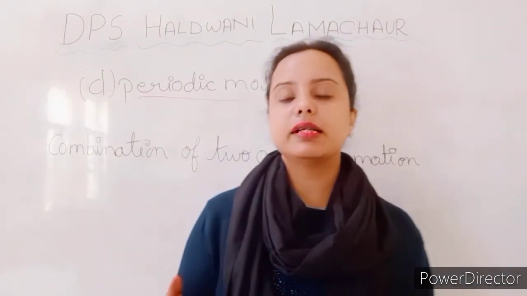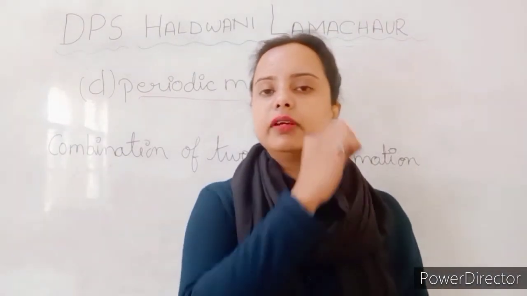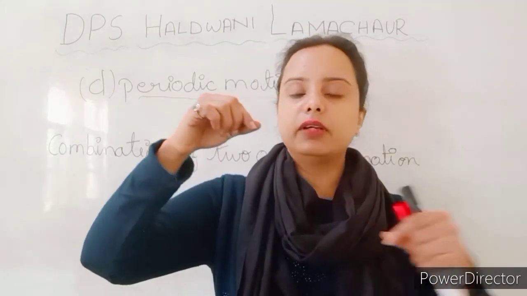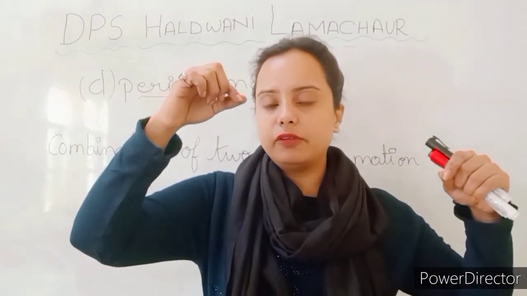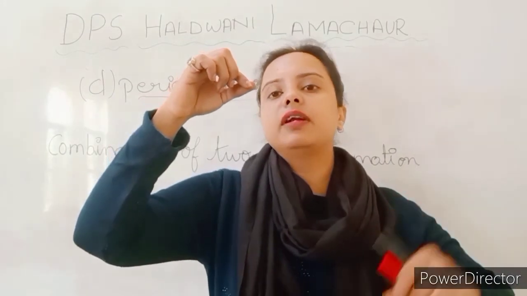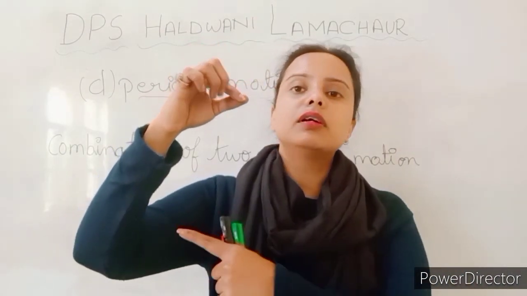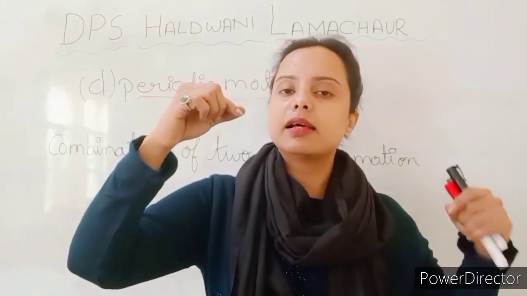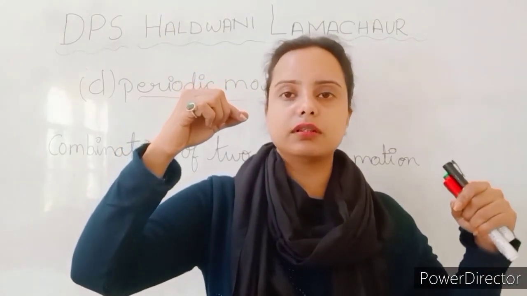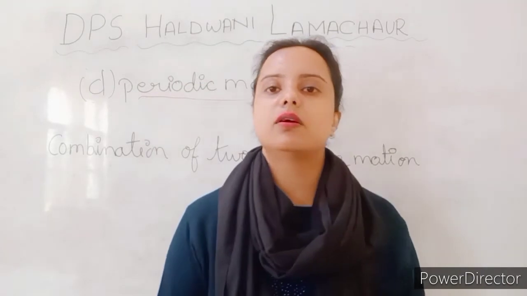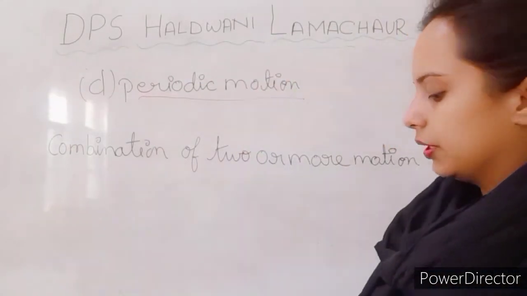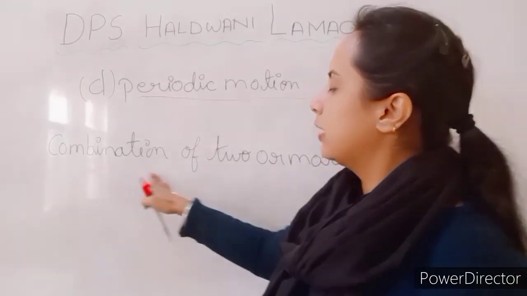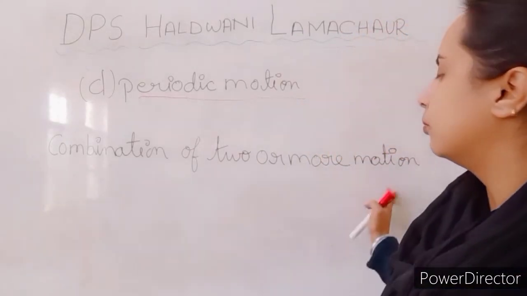Another example is the pendulum. When we take a pendulum and pull it up to this length and just leave it, then what happens? In a particular time interval, that pendulum will come back to its original position. So that is also an example of periodic motion.